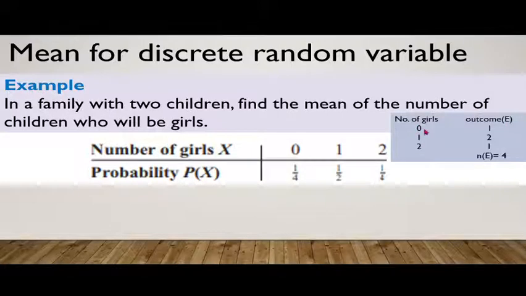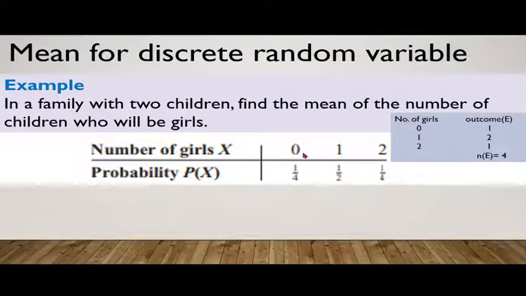So when no girls or 0 girls will occur, we have only one outcome for that. And for the number of girls, if one girl will occur, we have two outcomes for that. And for two girls, we have one outcome for that. If we add the total outcomes, that is 4. So this will be our denominator.